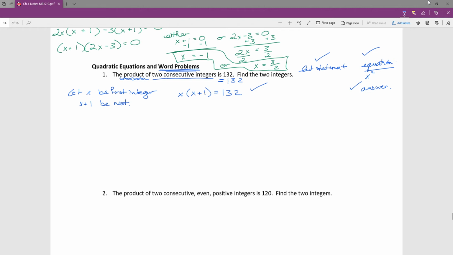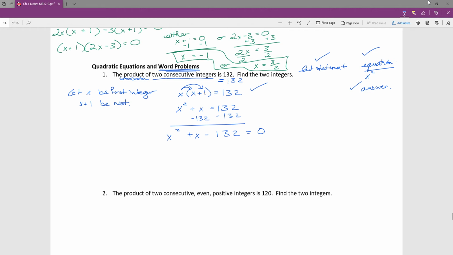And in order to solve this, we need to put it into standard quadratic form, then factor it and apply the zero product principle. This is not the 132 principle. We have to set it equal to 0 so we can apply the zero principle. So in putting it into standard form, we'd have x squared plus x equaling 132. And again, we need to set this equal to 0, so you subtract 132 from both sides, and I get my equation that I can actually work on, because it's set equal to 0.